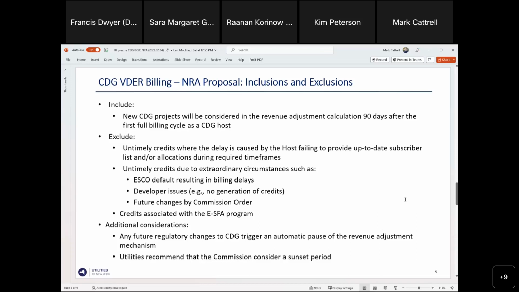Thank you, Kim. I would say I've seen a number of projects where, for reasons that fall outside of those exclusions, all the host allocations are submitted, the CDG applications, everything that's necessary, and the project should be on the billing system, but it takes months to issue that first bill. If the trigger is the actual issuance of a bill in order for an NRA to kick in, then we're just building delays upon delays. So I would urge us to reconsider the actual trigger.